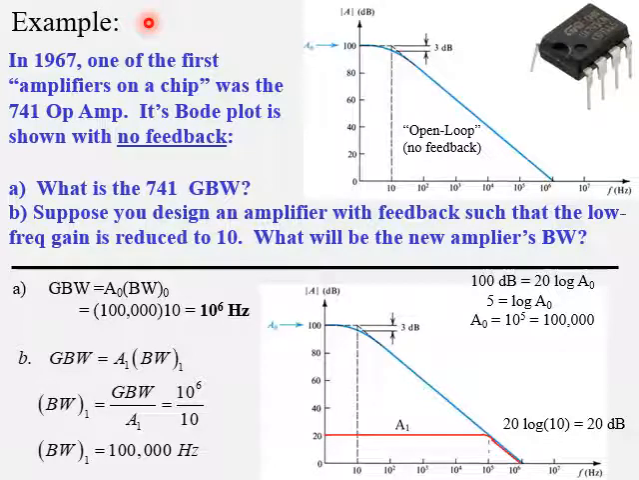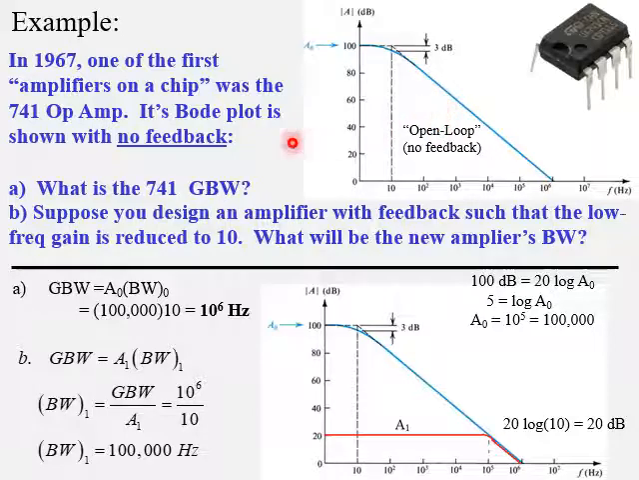Here's our last example with the gain bandwidth product and amplifiers. One of the first op amps, or amplifiers on a chip, was introduced way back in 1967, and this was the famous 741 op amp. It has a Bode plot that is shown right here. Now this is the so-called open loop, or no feedback, Bode plot of this op amp or operational amplifier circuit.